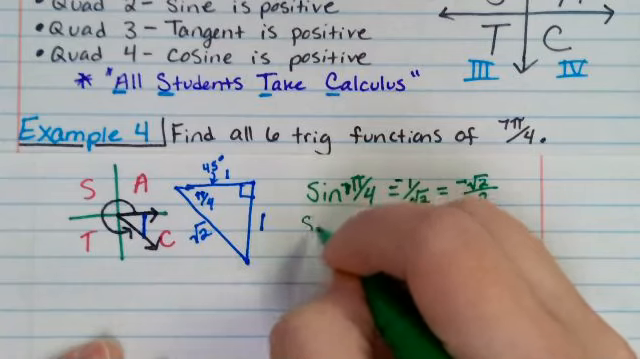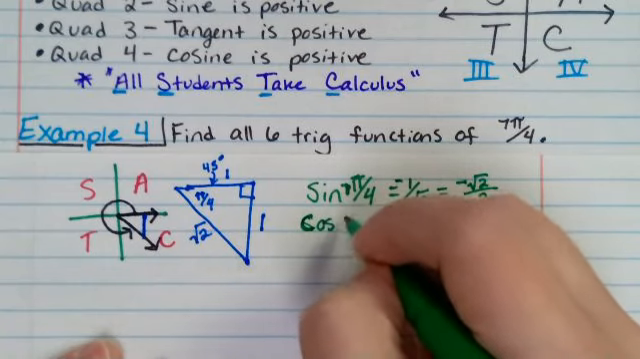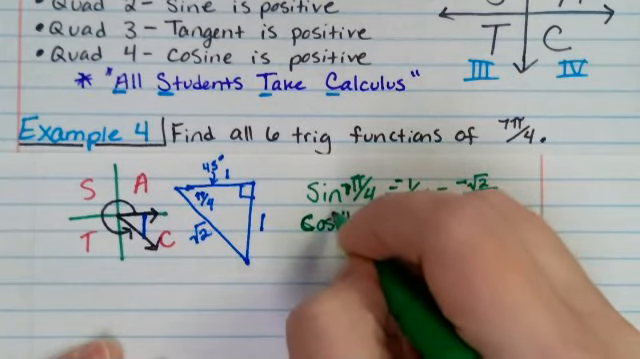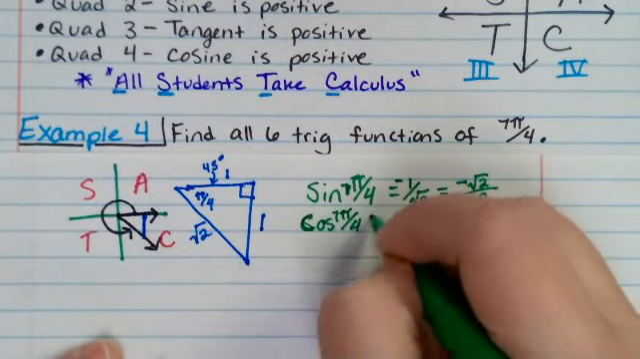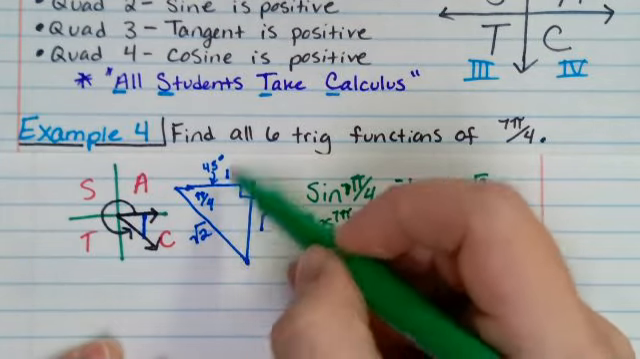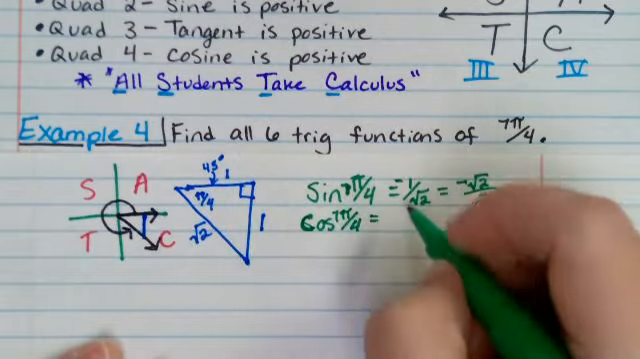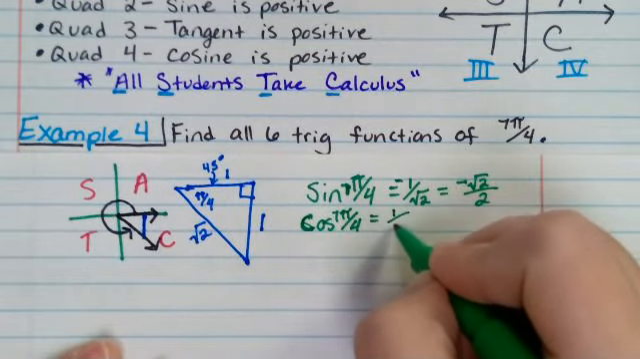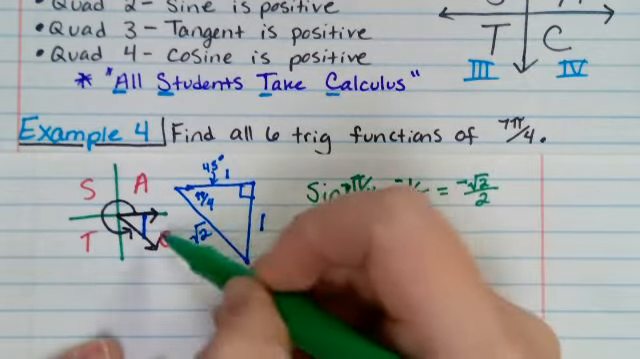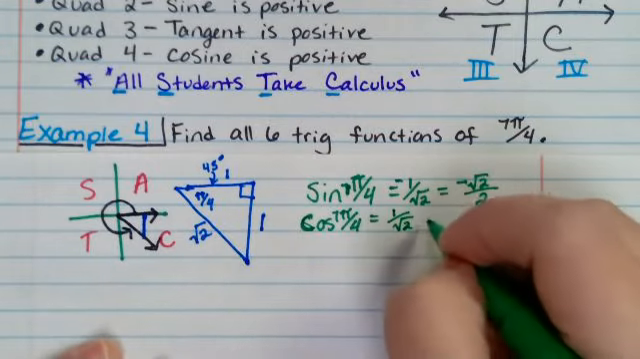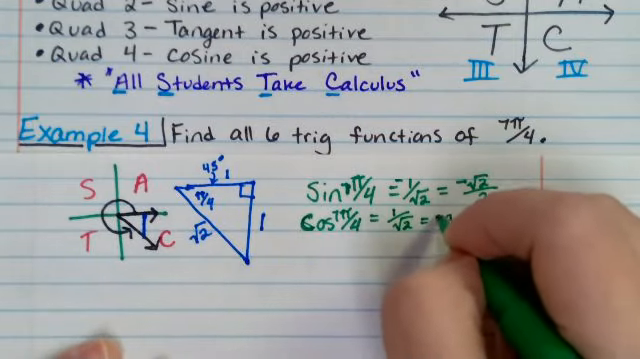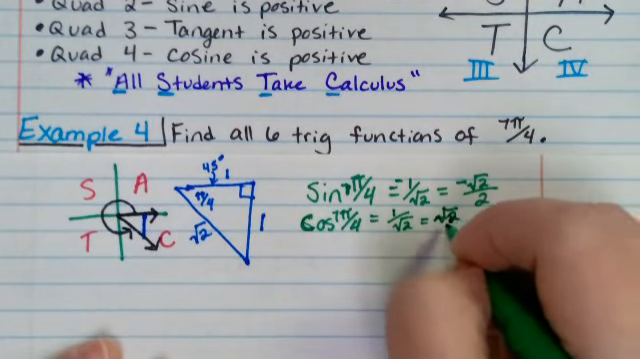All right, let's look at cosine. Now, cosine is the only one that should be positive. 7 pi over 4. So I want adjacent over hypotenuse, 1 over square root 2. And this one should be positive because of the fact that we're in this quadrant. So this would be positive square root 2 over 2.